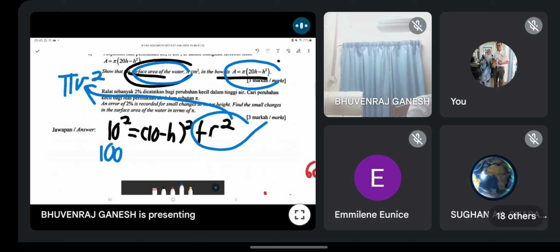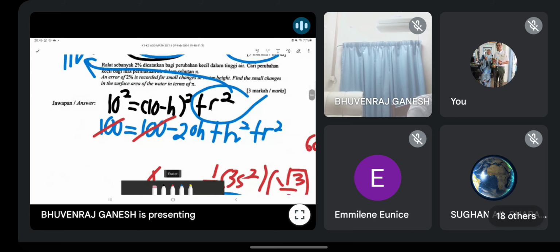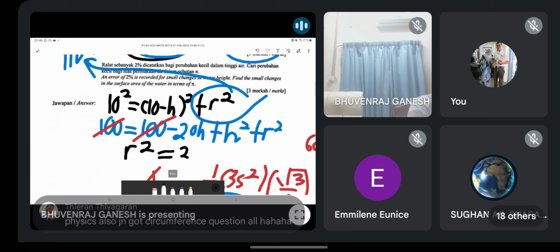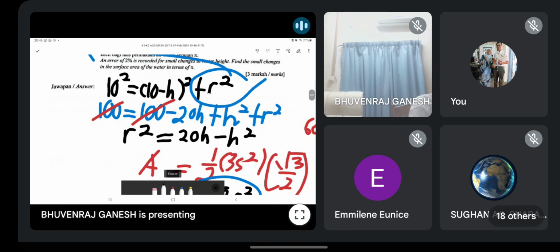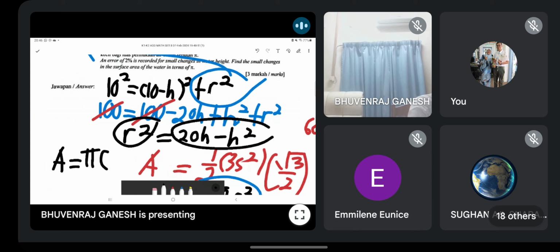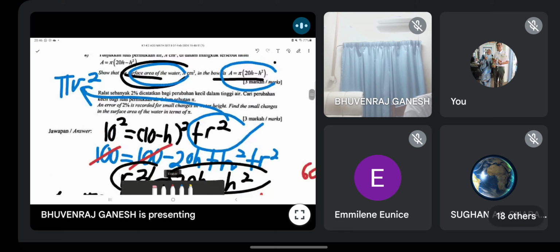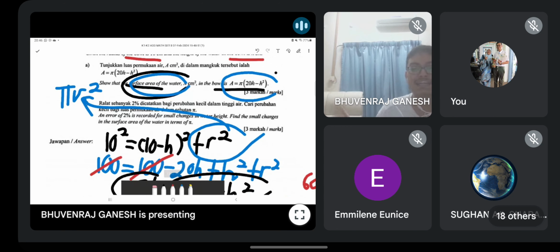So now you expand first. 100 equal to 100 minus 20h plus h square plus r square. Kamu kembangkan kurungan. So now 100 potong. So you will get r square equal to 20h minus h square. Am I right? So what's the area guys? Area equal to pi r square. R square is 20h minus h square. Terbukti, proven.